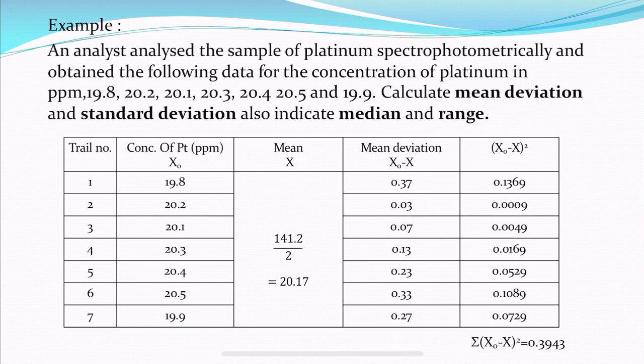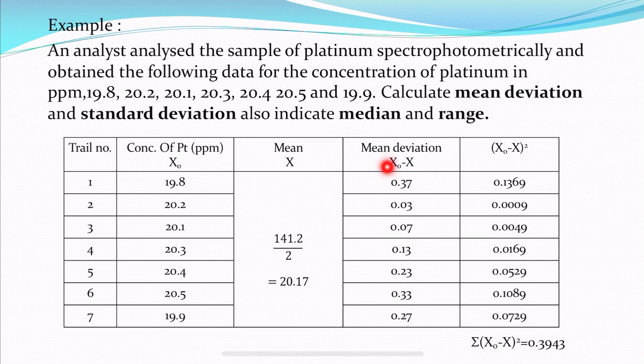You can check it out. You can take the calculator and check while listening to this class. Just pause and calculate yourself. 20.1 minus 20.17 is equal to 0.07. Okay, so in this way we are going to calculate mean deviation.